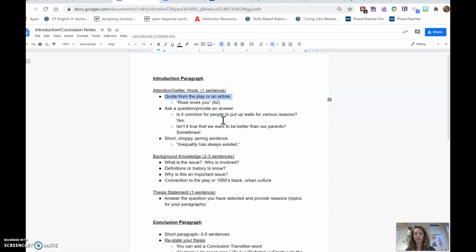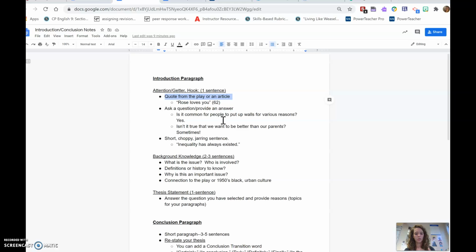You could also ask a question and then provide an answer. It might be related to your essential question, like, is it common for people to put up walls for various reasons? The answer is yes, and then go into the rest of it. You could ask, isn't it true that we want to be better than our parents? Sometimes. So asking a question and then providing an answer is a nice way to start an essay.